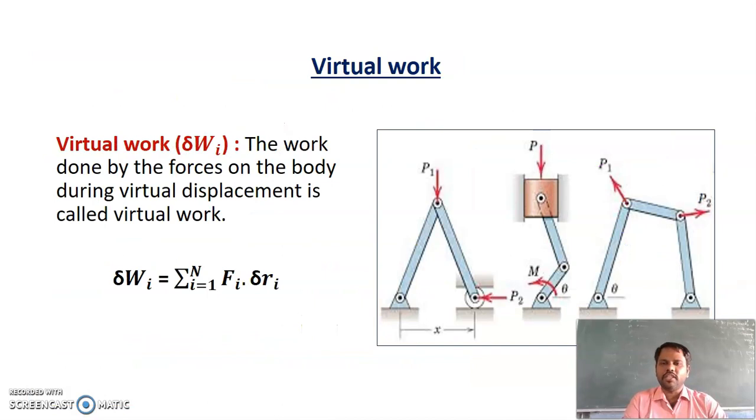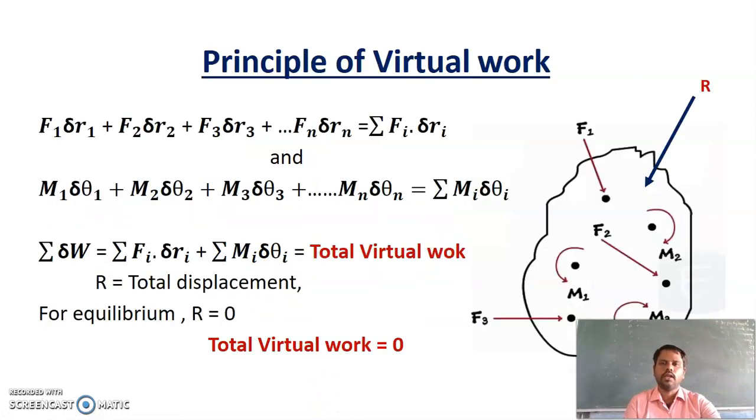The work done by the forces on the body during virtual displacement is known as virtual work, which is represented by delta W, which is equal to summation i equal to 1 to n of Fi dot delta Ri. Now let us understand the principle of virtual work.